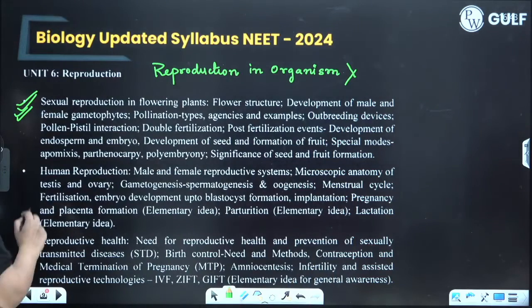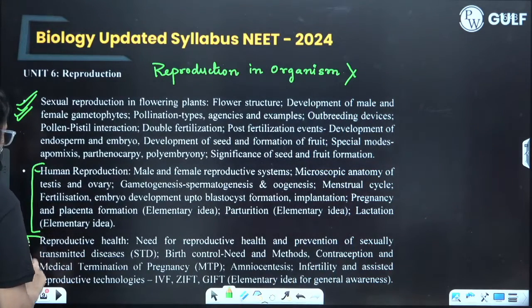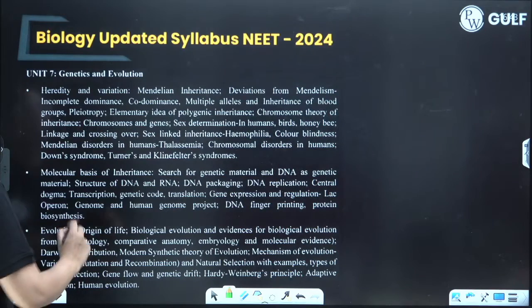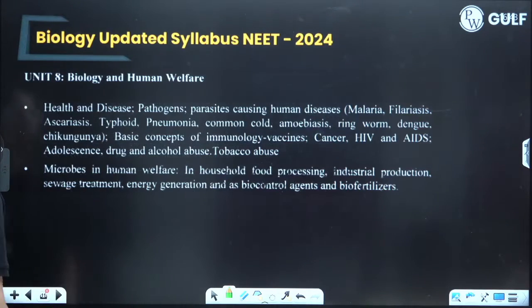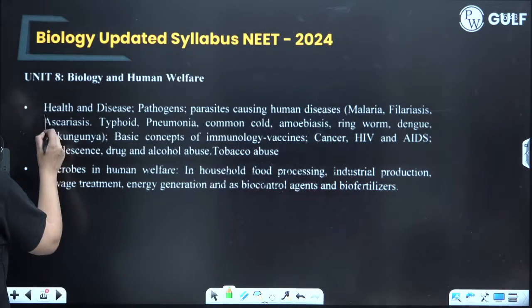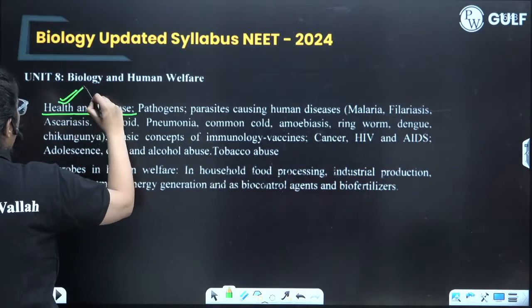Now the next is human reproduction, no change as such. Reproductive health, no change, guys. Next is heredity and variation, no change. Molecular basis of inheritance, evolution, no change, guys. Next chapter is human health and diseases. Everything, all the diseases, guys, you have to study.